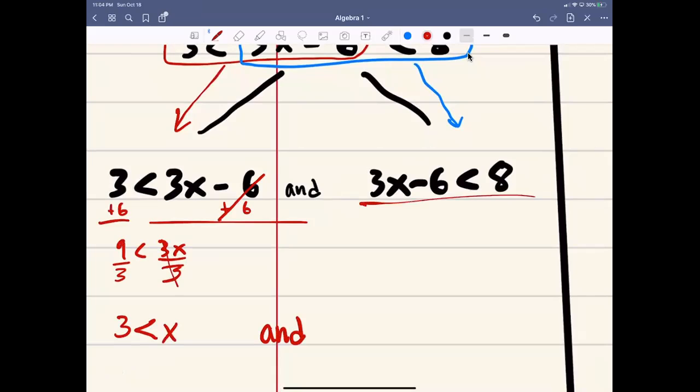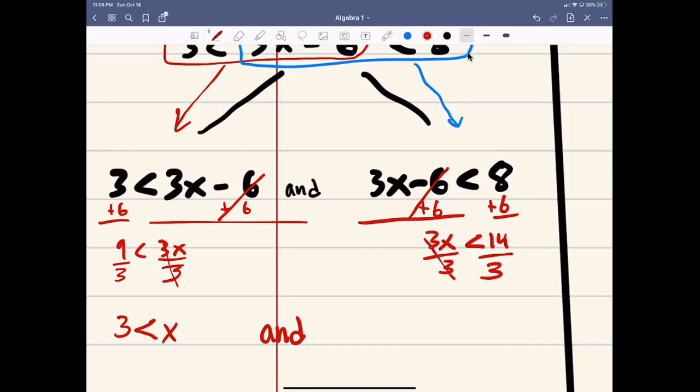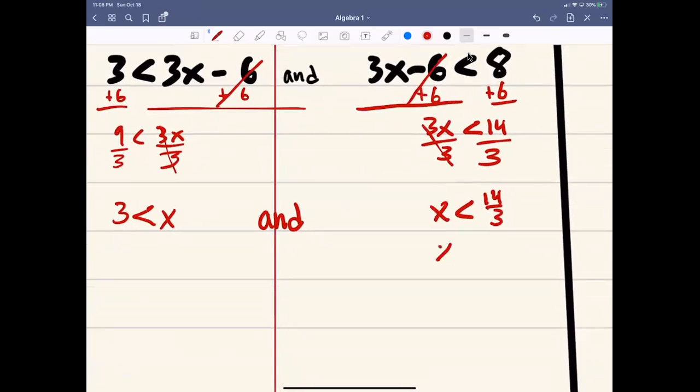And then you're gonna have to solve this other one, right? So you're gonna do plus 6 to both sides. This is gonna give us 3x is less than 14. Then you're gonna divide by 3, and you're gonna get x is less than 14 over 3. But we're gonna rewrite this as a mixed number, so x is less than 4 and 2/3. Okay, but either way is fine.